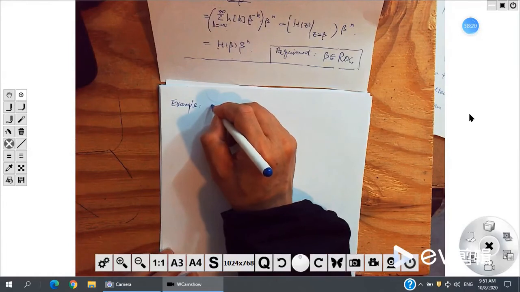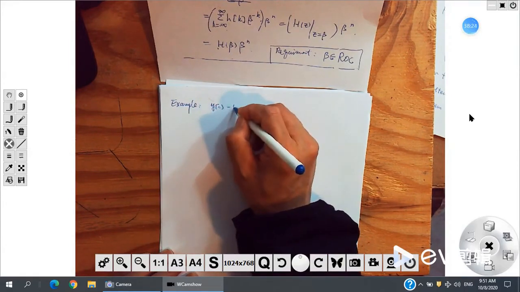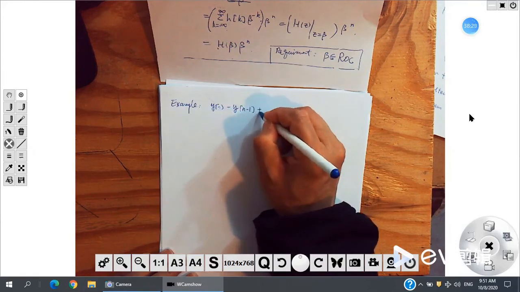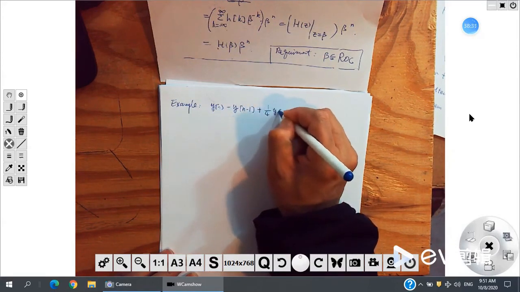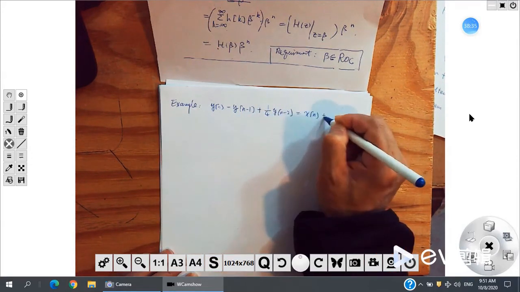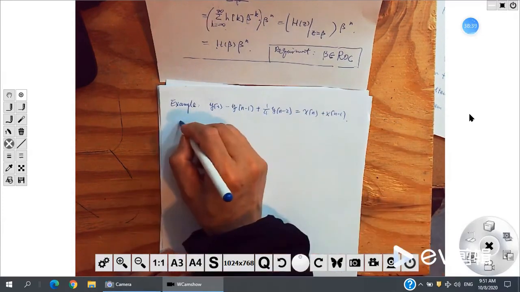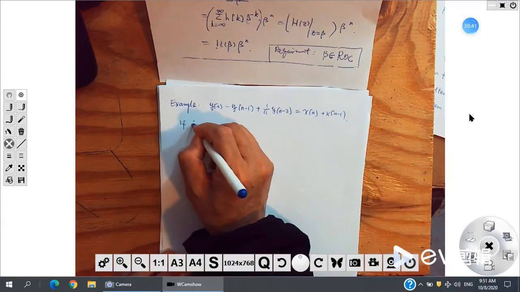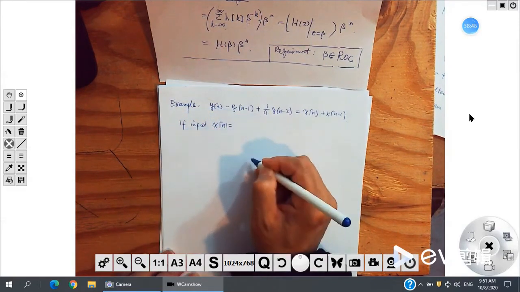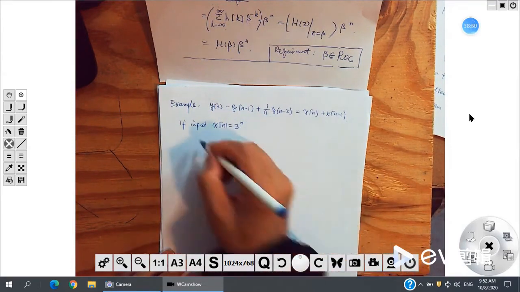Consider y of n minus y of n minus 1 plus 1/4 y of n minus 2 equal to x of n plus x of n minus 1. Suppose we have this, and the input x of n equals 3 to the n. Now, what is the output?